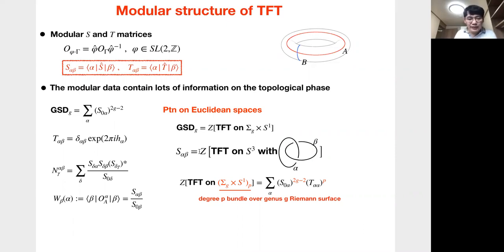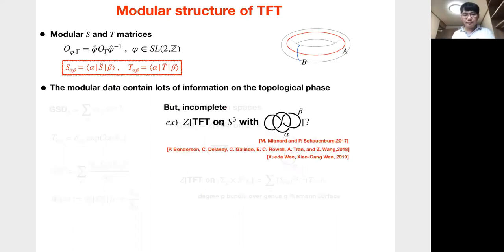This S matrix can be thought of as a partition function of the topological theory on S2 with this kind of link, alpha type and beta type, along the Hopf link. And more generally, the topological partition function on a degree p bundle over a Riemann surface can be computed by this S and T matrix, summing over this alpha data. So in this way, the modular data contains a lot of information about the topological space.